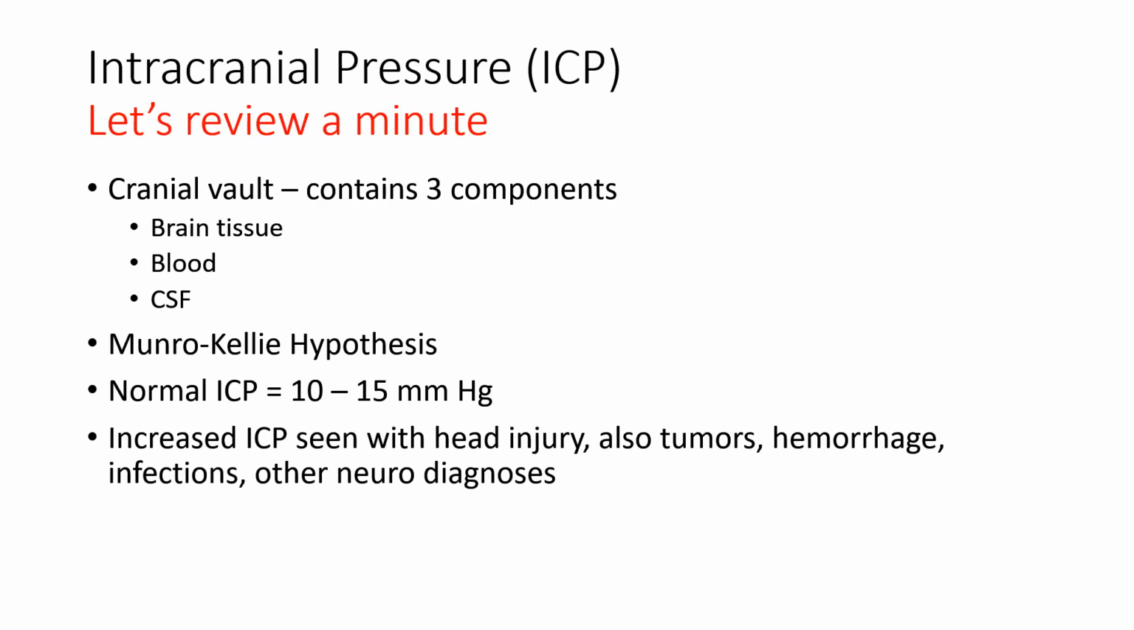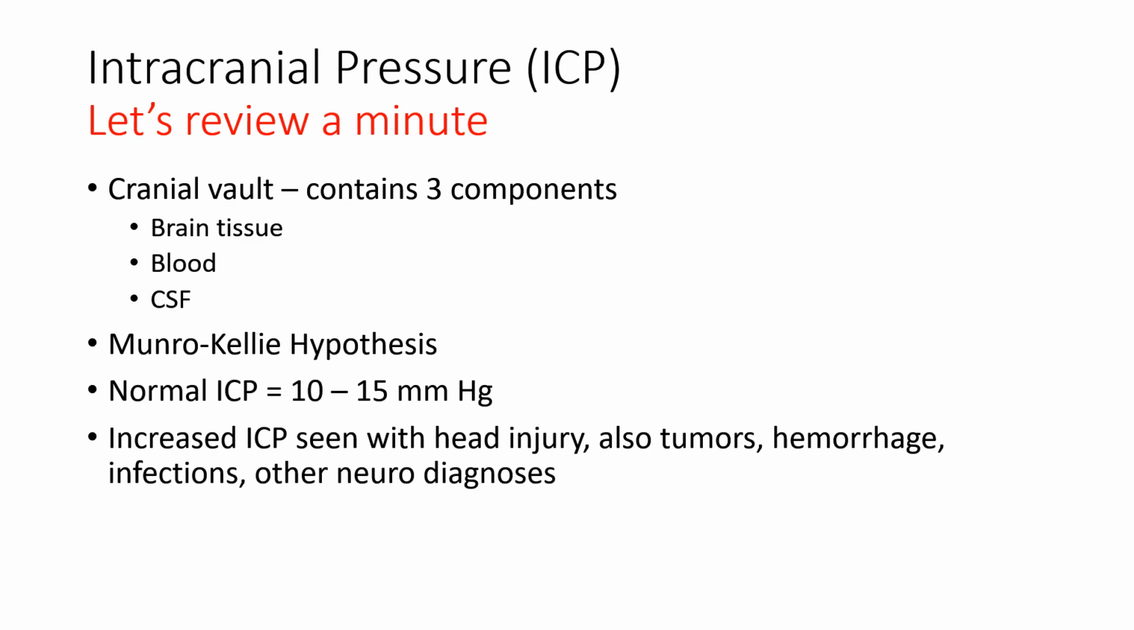First, intracranial pressure is the pressure that is exerted by the combined volume of the three components of the cranial vault. Now, I want you to think about the cranial vault as a rigid box that does not expand in the adult. So the skull is a rigid box and it contains three components: brain tissue, blood, and spinal fluid.